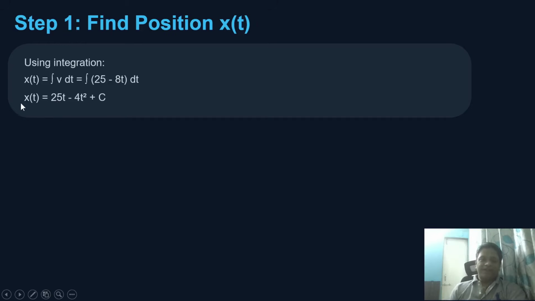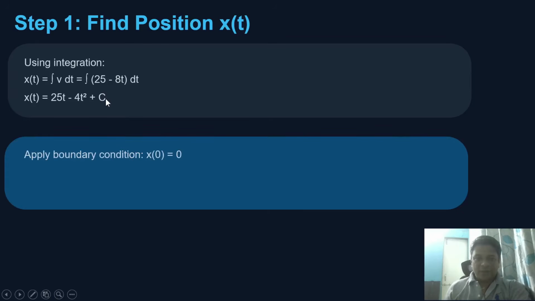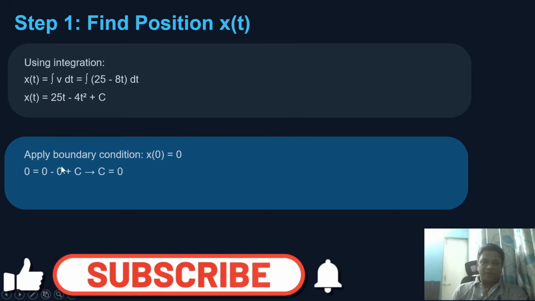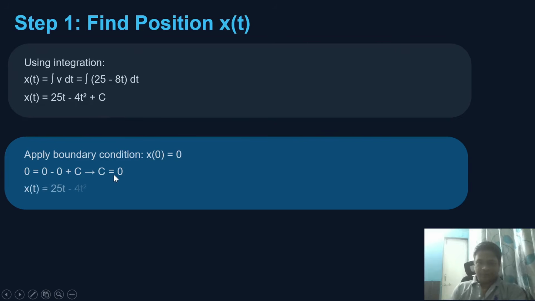After getting the displacement equation by integration, our task is to eliminate this constant. To eliminate this constant, we'll put in the boundary condition. At t equal to 0, the value of displacement is also 0. So we'll put it here: 25 into 0, minus 4 into 0, plus constant, equal to 0. So here we get the value of the constant equal to 0. Put it here and update this equation. So it becomes x(t) equal to 25t minus 4t square. This constant is already 0.